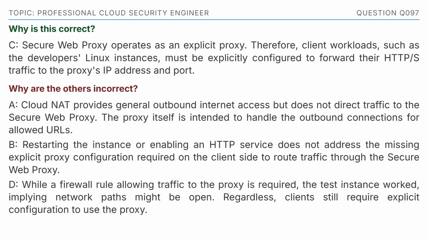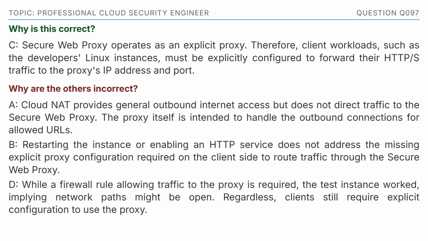Why is this correct? C. Secure web proxy operates as an explicit proxy. Therefore, client workloads, such as the developer's Linux instances, must be explicitly configured to forward their HTTP/S traffic to the proxy's IP address and port. Why are the others incorrect?